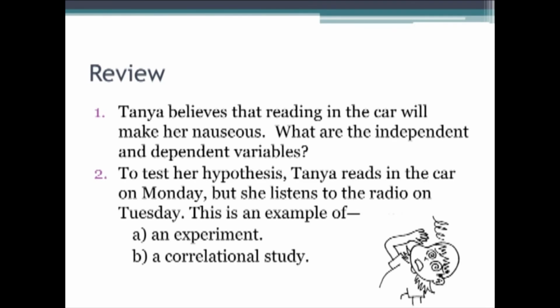So to test this hypothesis, number 2 here, Tanya reads in the car on Monday, but she listens to the radio on Tuesday. Is that an example of an experiment, or a correlational study? So she read in the car on Monday, but she listened to the radio on Tuesday. Well, the difference is determined by whether or not she manipulated that variable. It looks like she did. She's purposely trying to try this out. So she thought, okay, today I'm going to read in the car. I'll see what happens. Tuesday, I'll listen to the radio, and I'll see if I'm nauseous. So that's an experiment, right? Because she manipulated that independent variable.